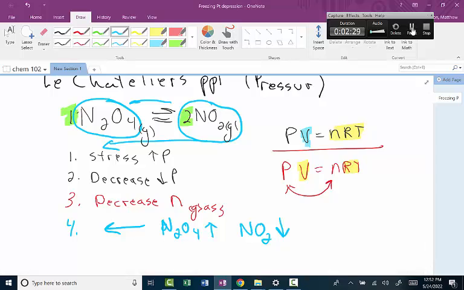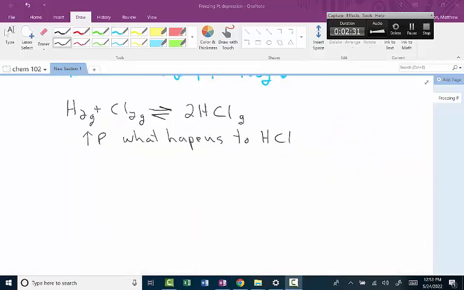Let's do another one. So here we have another one. H2 gas plus Cl2 gas gives us 2HCl gas. And if we increase the pressure, what happens to the HCl? Well, what we note here is, 1, the stress is increasing the pressure. 2, we want to decrease the pressure. Which way will it shift?